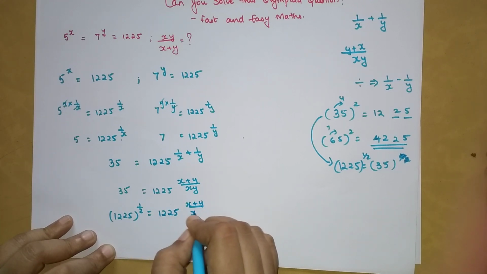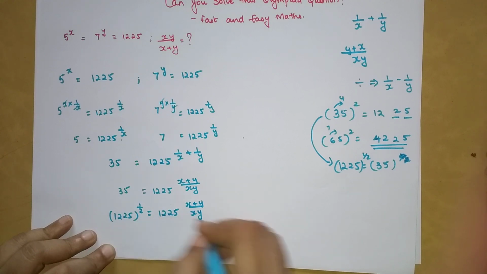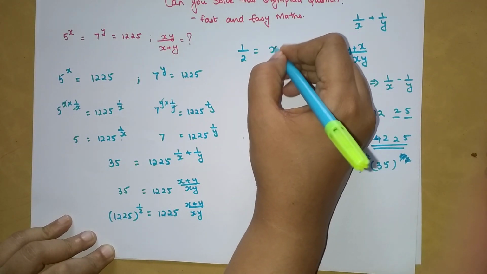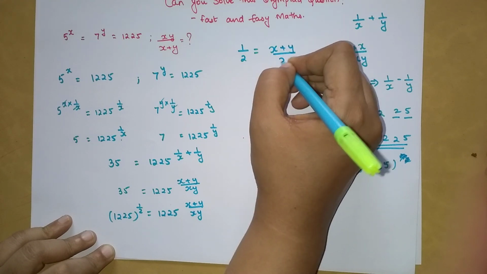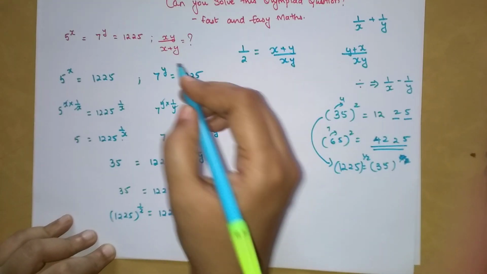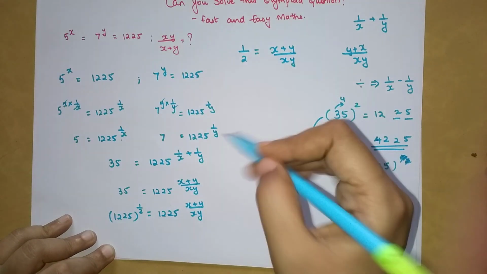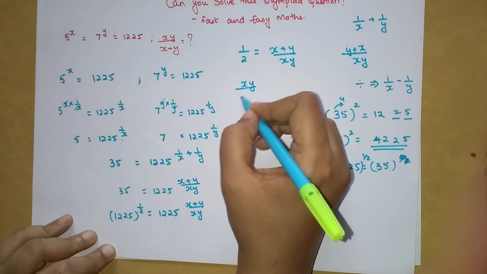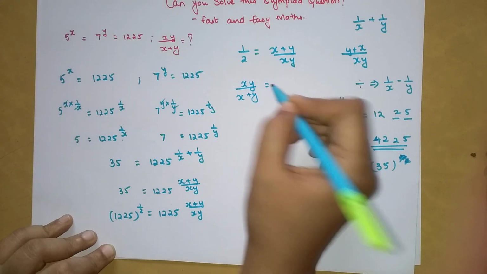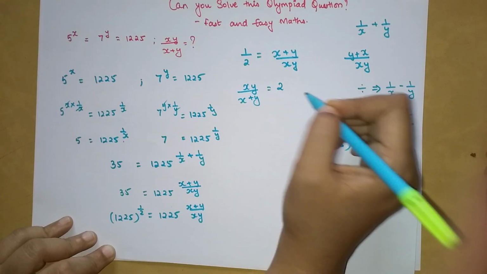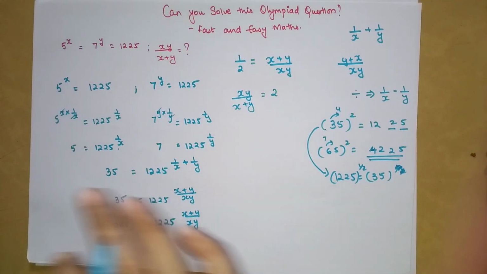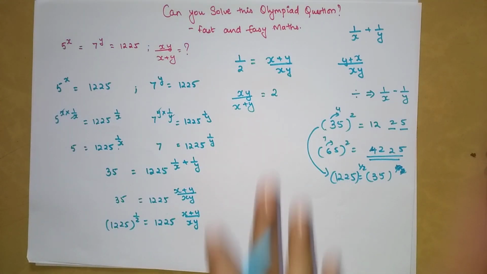Now since the bases are same, I can directly equate the indices. So I'll say x plus y upon xy is equal to half. But now, is that what I want? No, I want the reciprocal. So we are taking the reciprocal over here as well. So I can say xy upon x plus y is equal to, reciprocal of half is 2. Okay, so you saw how easy this entire sum became just by a basic understanding of indices.